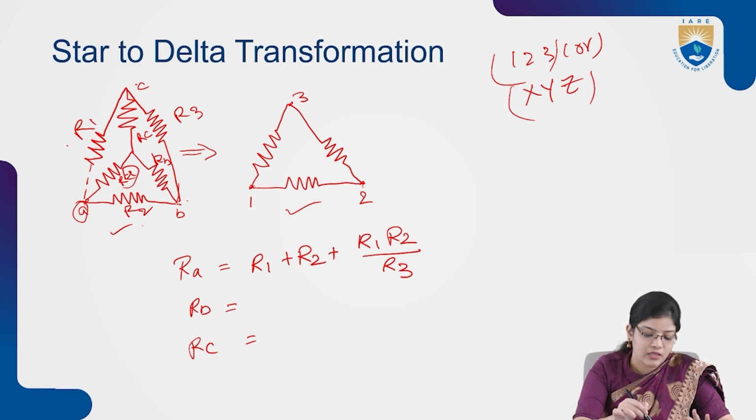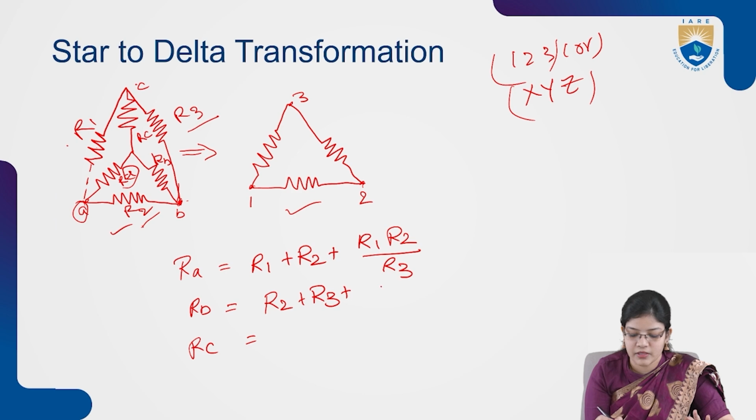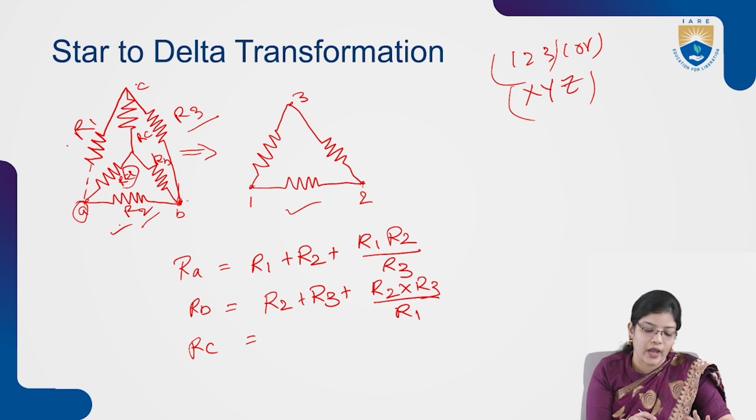So if I consider RB, for the RB terminal, R2 and R3 are connected. So I'm taking R2 plus R3 plus R2 into R3 by the opposite resistance, which is R1. First we need to add these two resistances, and then we need to multiply these two resistances, and we have to divide by the opposite resistance.